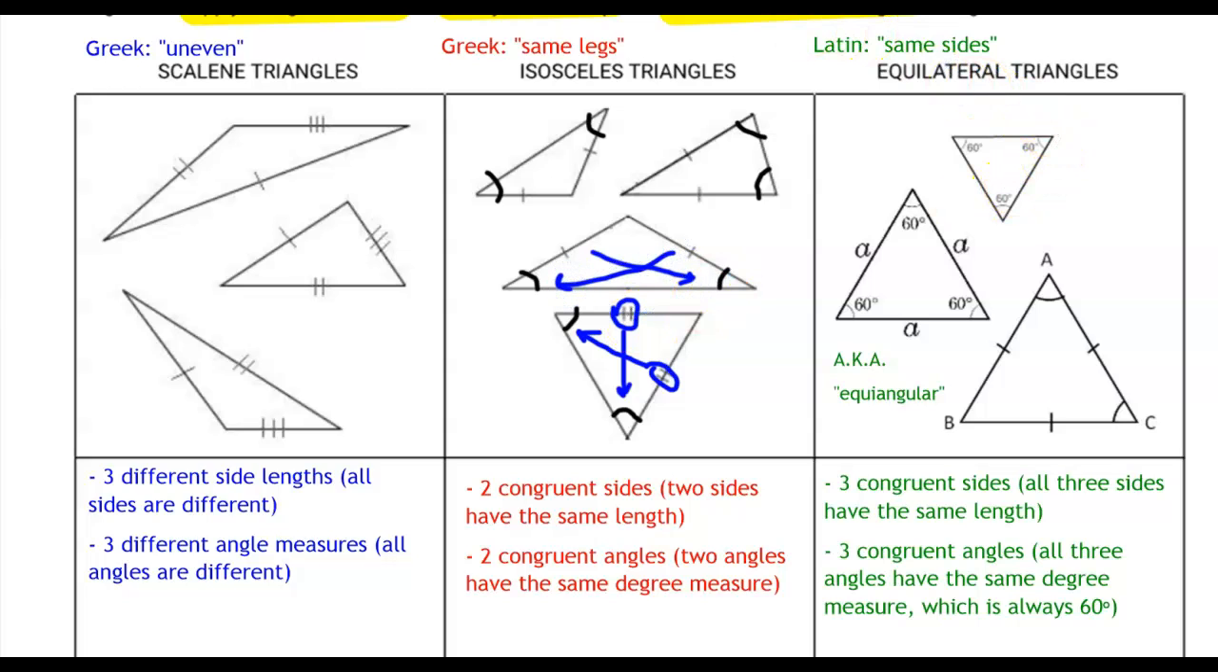Then last but not least, we're talking about equilateral triangles. Equilateral is Latin for same sides. Sometimes they call that equiangular. This is a little bit more rare that you would see the word equiangular. Equiangular just means equal angles, as you could probably guess. And all 3 angles have the same degree measure, which is always going to be 60 degrees. That's a true fact about triangles, and we're going to allude to this fact in our next lesson when we talk about the sum of all the angles inside of a triangle. But anyway, an equilateral triangle has all equal sides, and you can see that with the 1, 2, 3 hash marks that are all 1 hash mark.